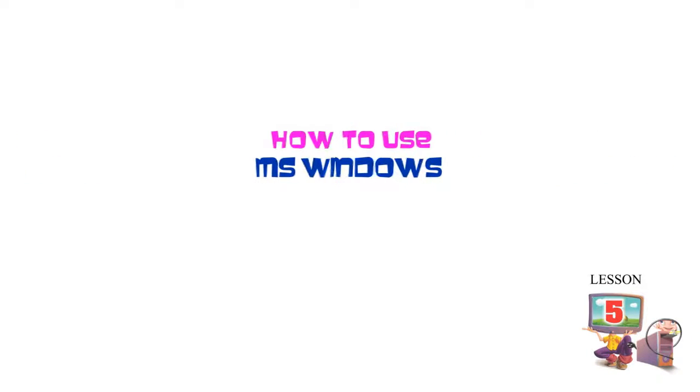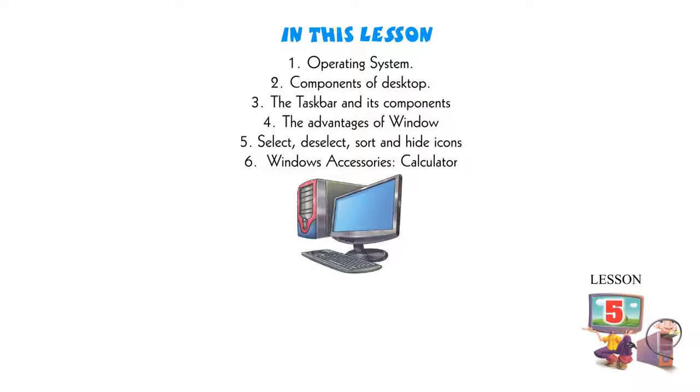Lesson 5. How to use MS Windows. In this lesson: 1. Operating system. 2. Components of desktop. 3. The taskbar and its components. 4. The advantage of window. 5. Select, deselect, sort and hide icons. 6. Window accessories. Calculator.